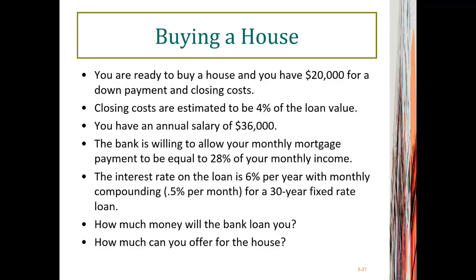Now let's take a look at a case where you need to buy a house by taking a mortgage loan. Let's say you are ready to buy a house and you have $20,000 for down payment and closing costs. The closing costs are estimated to be 4% of the loan value. You have an annual salary of $36,000, which means each month you take home $3,000. The bank is willing to allow your monthly mortgage payment to be equal to 28% of your monthly income. The interest rate on the loan is 6% a year, or a monthly rate of 0.5%, and you're going to take a 30-year fixed rate loan.